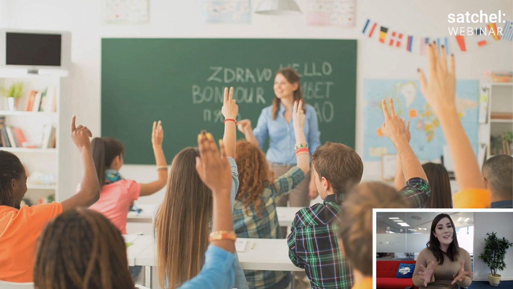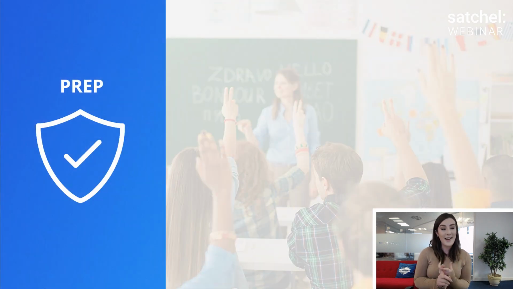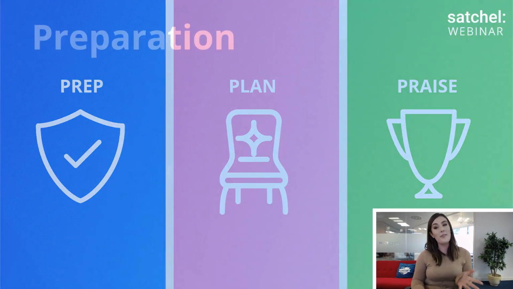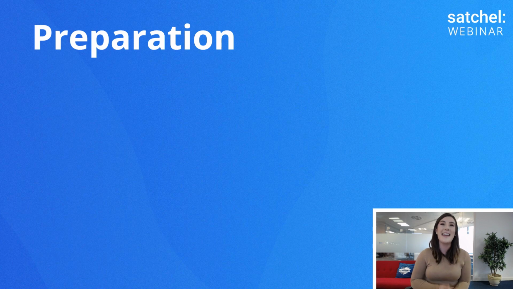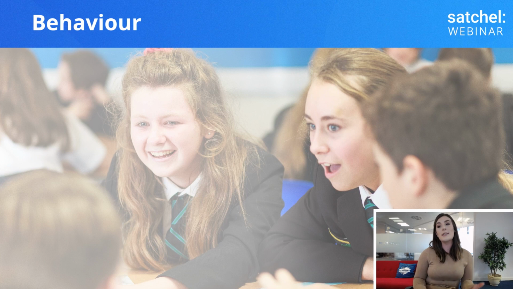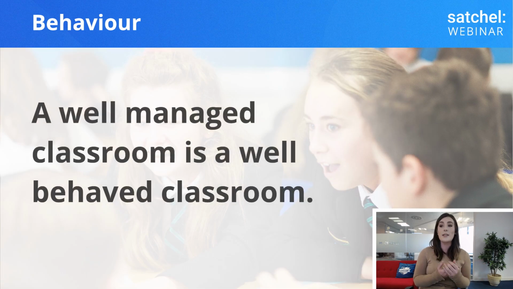So there are some ways that we can remedy that. Today we're going to look at how we can prep, plan, and praise. Okay. So, with regards to preparation, we're going to look at behaviour and lesson plans. Positive behaviour is at the core of good classroom management, and it's arguably the most complex area to perfect. So we're going to discuss how best to prepare your students so that they're aware of the type of behaviour you're going to expect from them.